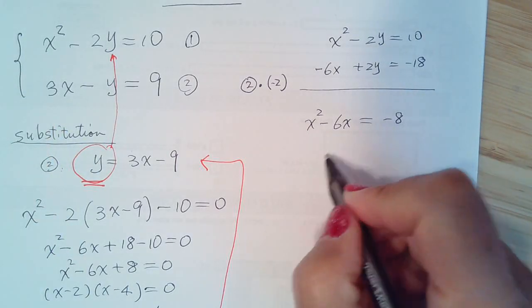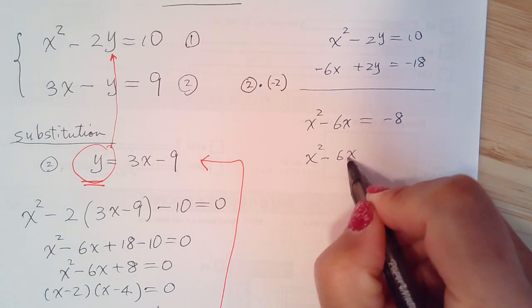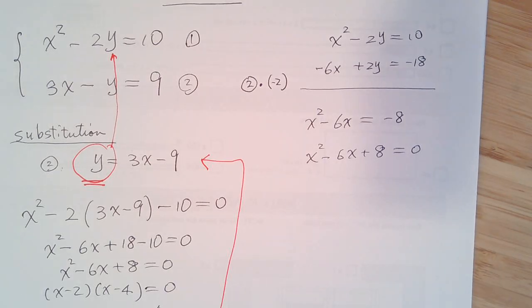All right, and then you bring this 8 over, or you plus 8 on both sides, so you get x squared minus 6x plus 8 equals 0, and then the rest will be the same. You see, this one is exactly the same as this one, right?